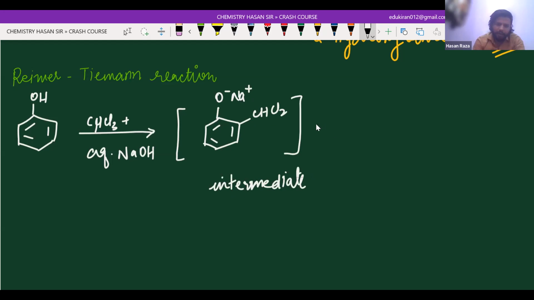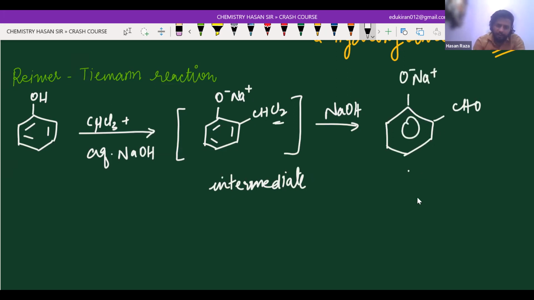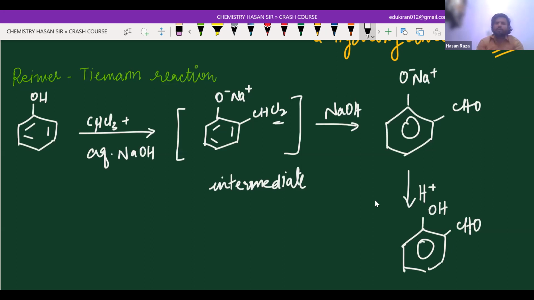After this, you are going to treat this again with NaOH, that is base. Then this will be oxidized to aldehyde directly, and this will be as it is. After getting this, you are going to treat this with acid, and you will be getting OH and CHO. And this has a common name: the previous one was salicylic acid, and now this is salicylaldehyde.